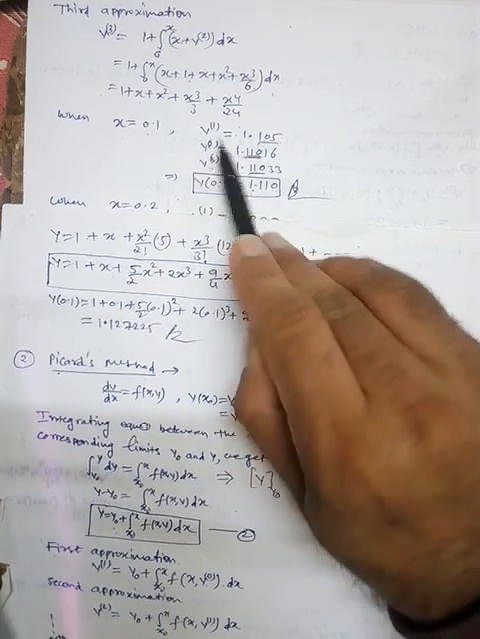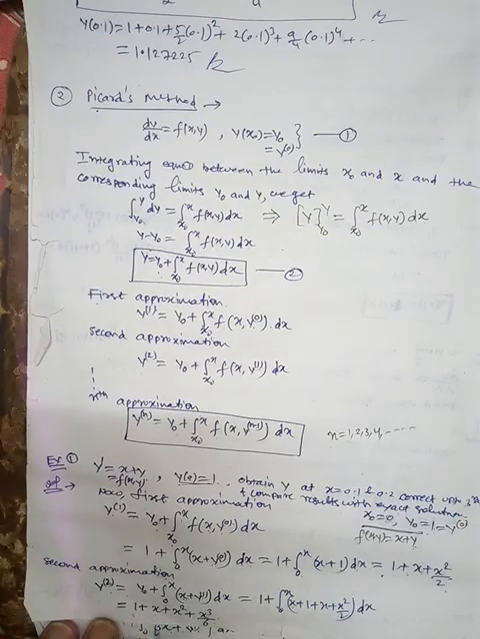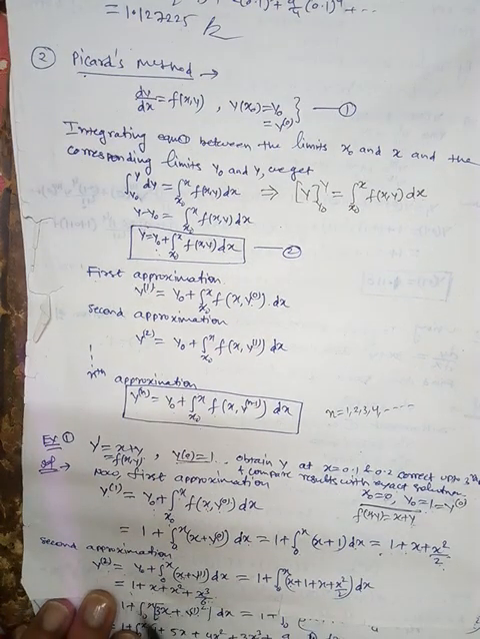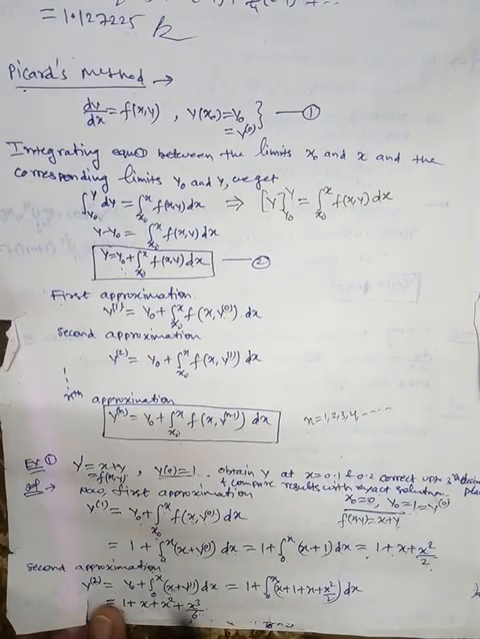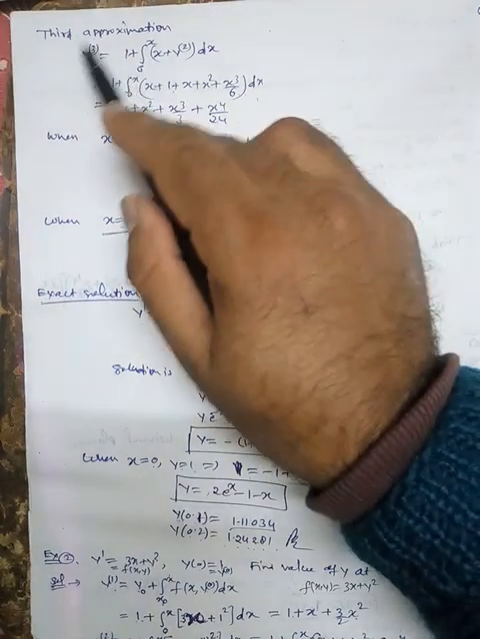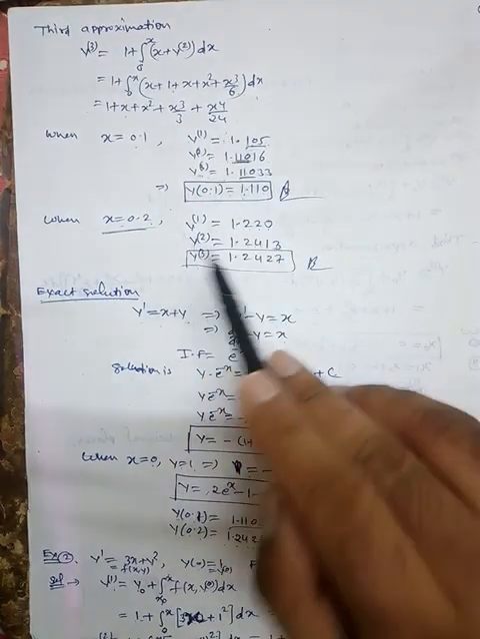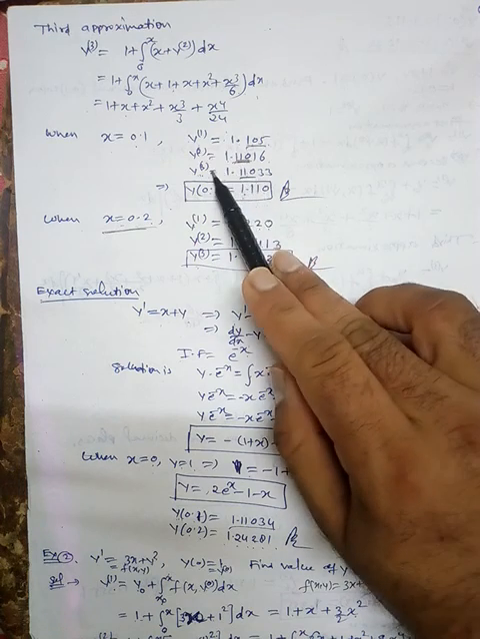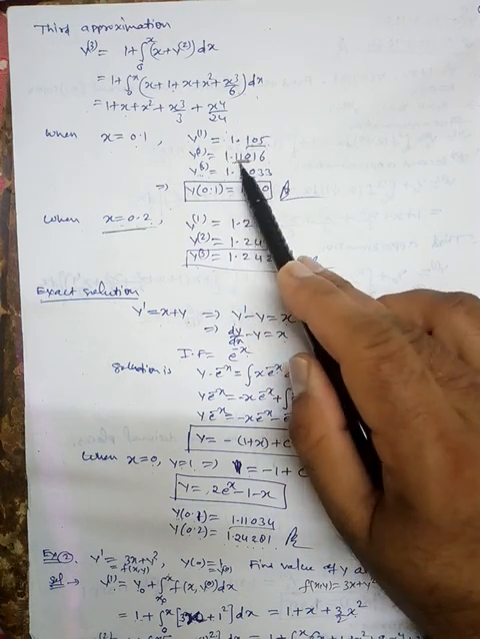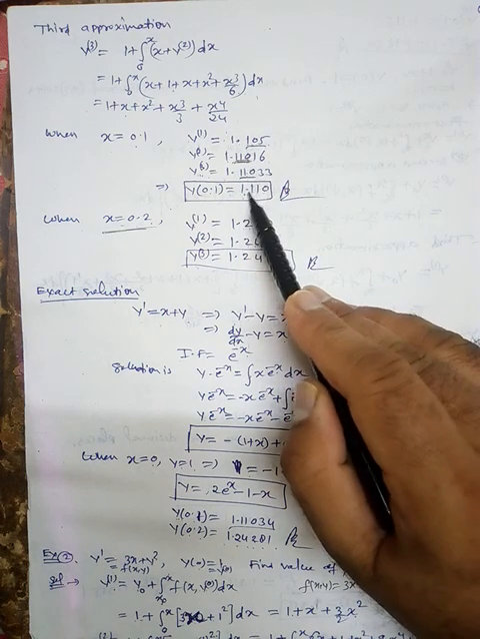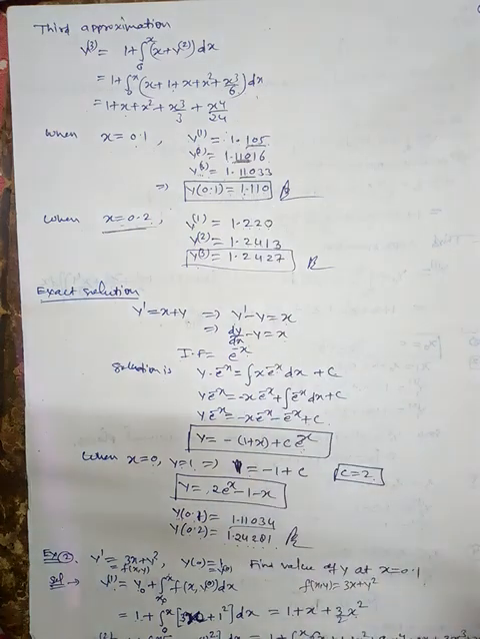Similarly find the second approximated value with the help of y2 as 1 plus x square plus x cube by 6. Put x equal to 0.1 here. So we get 1.11016. Similarly, the third approximation is evaluated with the help of this expression. So y3 is 1.11033. Now when you compare y2 and y3, you will see that up to third decimal places, here 110, they are same. Hence the solution is 1.110, which is correct up to third decimal place.